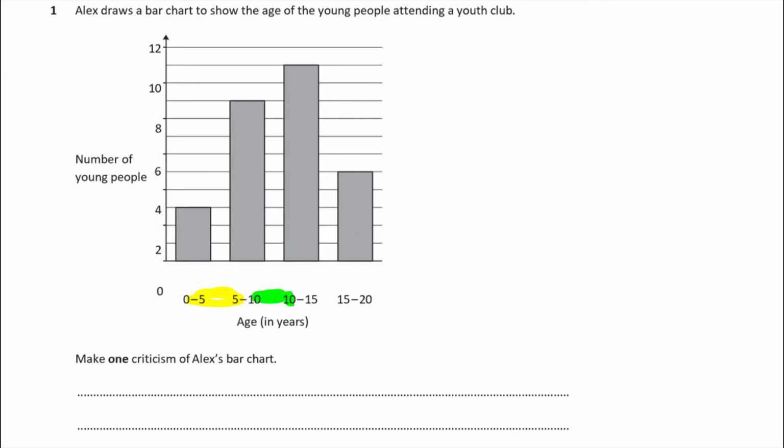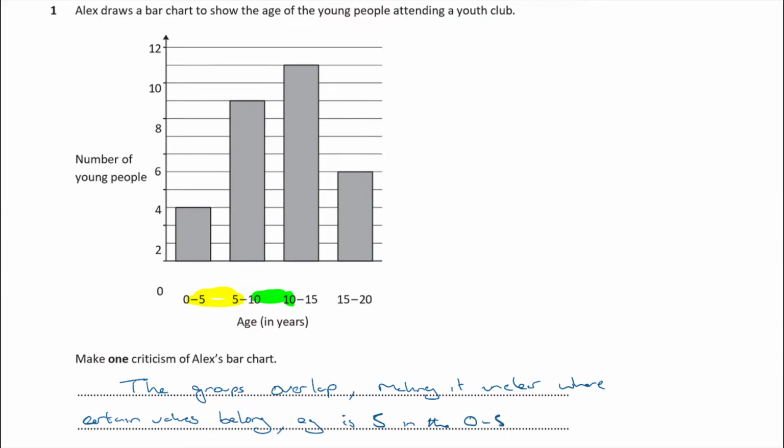So I'm going to say the groups overlap, making it unclear where certain values belong. E.g. is 5 in the 0 to 5 group or the 5 to 10 group. Okay, I always write a lot more than the bare minimum that you need to get these marked, but I like to be thorough.